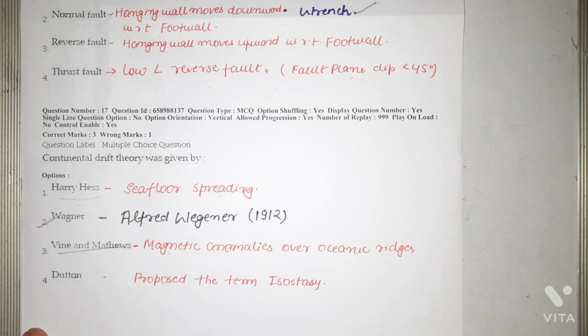Now, Dutton was the first scientist who proposed the term isostasy. After this, Airy and Pratt also came, but Dutton was the first who proposed the term isostasy. So as far as continental drift theory is concerned, the correct answer is Alfred Wegener.